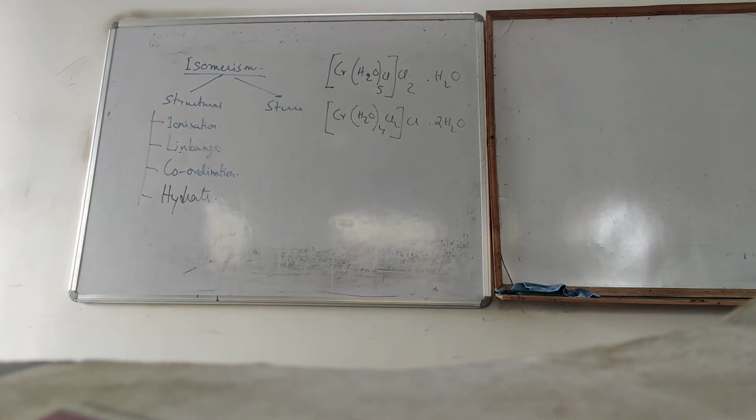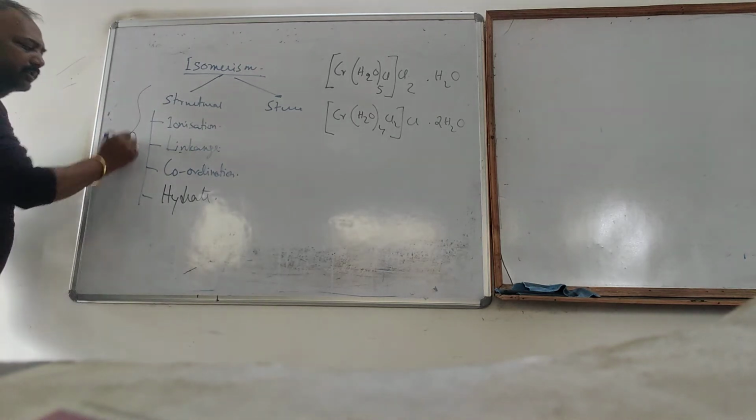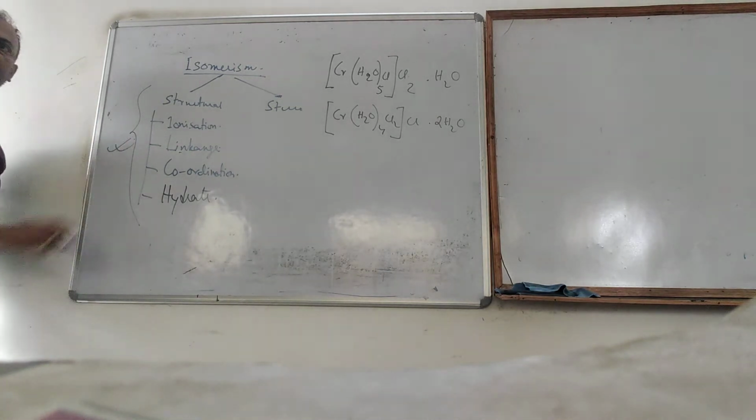In one case the water of crystallization is 1, in another case it is 2. That water has gone in as a ligand in the first case. In the second case, the ligand has become water of crystallization. Okay? This type of isomers is called hydrate isomers. Is it clear? Fine. So that's all about structural isomers. Structural isomers end here.